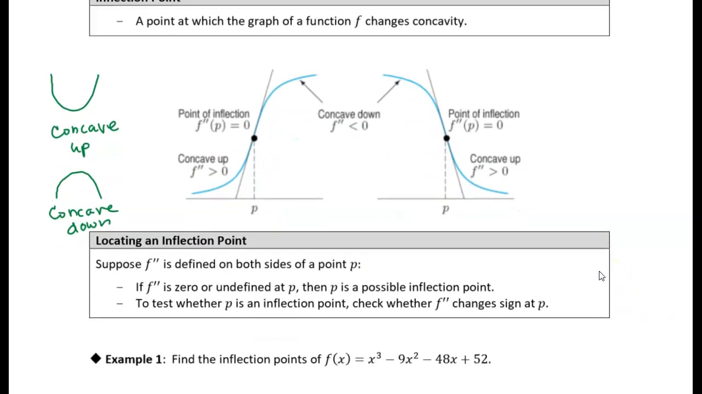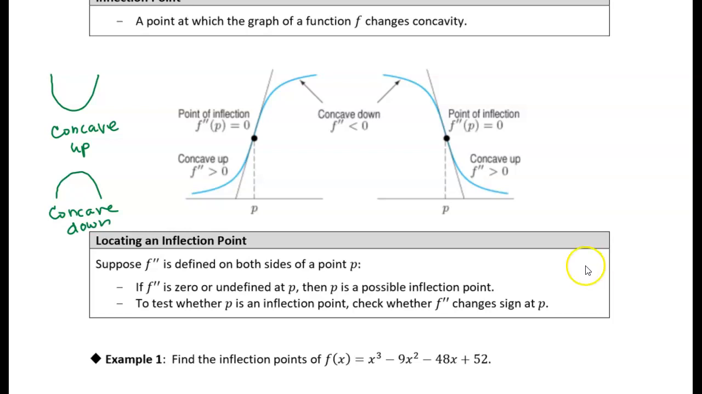So we're going to talk about how to locate an inflection point, and we can locate a possible inflection point, I should say, just by finding where the second derivative is 0. Okay, that gives you a possible inflection point. So it's a lot like finding critical points. And in fact, it is a critical point for the derivative, right? Because the second derivative is the derivative of the derivative. So you're essentially finding a critical point for the derivative. And if it's 0, that's a possible inflection point. And then we just need to test it to see if it actually is an inflection point.